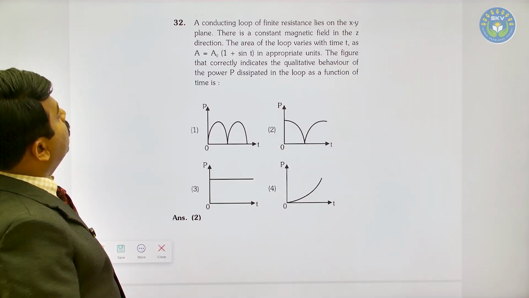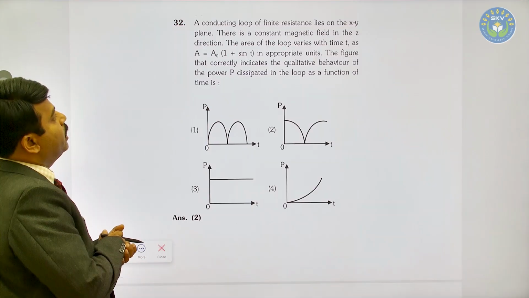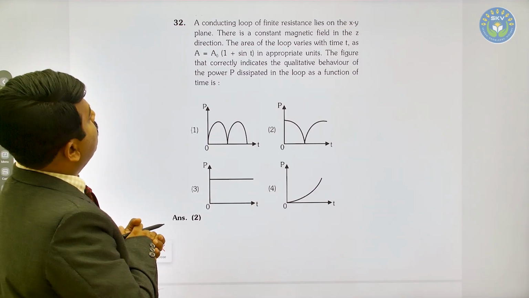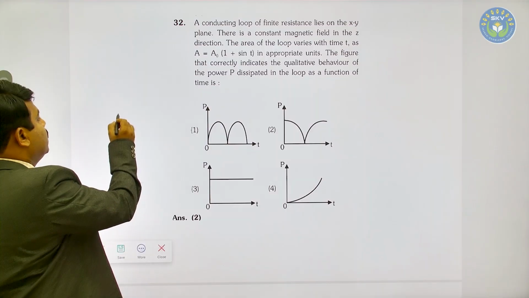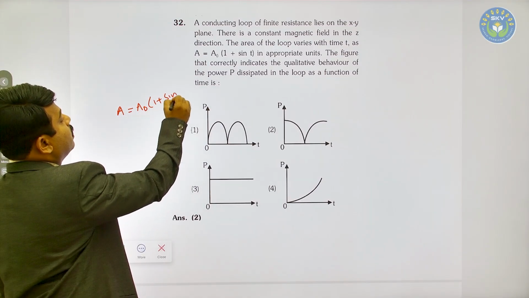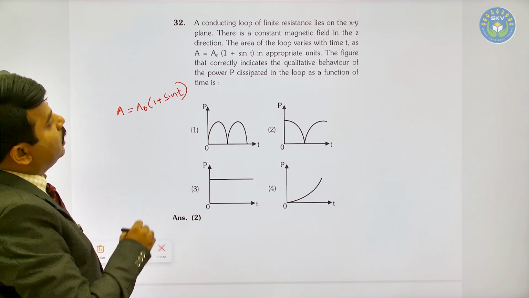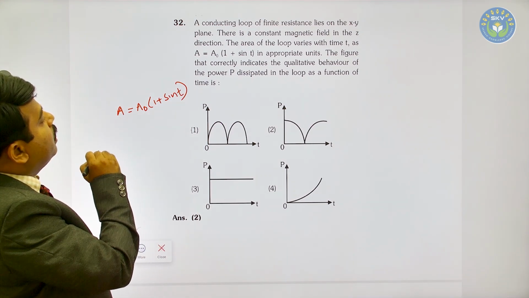A conducting loop of finite resistance lies in the xy plane. There is a constant magnetic field in the z direction. The area of the loop is given. What is the area given? Area is equal to A0 into (1 plus sin ωt), right? Now, the figure correctly indicates the behavior of power.